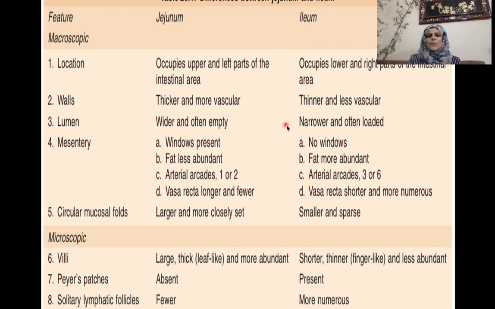T9 to T11, almost the same as the duodenum. Who is responsible for the peristaltic movement? The parasympathetic. Who is responsible for the sphincteric control? The sympathetic. Parasympathetic is for digestion, and the sympathetic is for vasomotor and also for the sphincter motor. Okay, thank you very much.